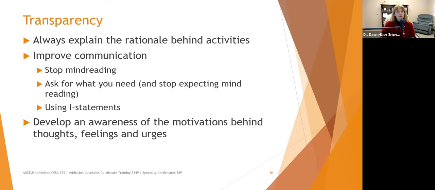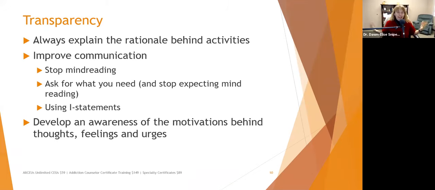Finally, encourage clients to start using I statements. This helps improve communication and transparency because they're saying, I feel this way when this happens. They're not saying you did this, you did this, you did this. They are communicating their wants, needs, and feelings so other people understand and can meet their needs or try to meet their needs. And encourage people to develop an awareness of the motivations behind their thoughts, feelings, and urges.